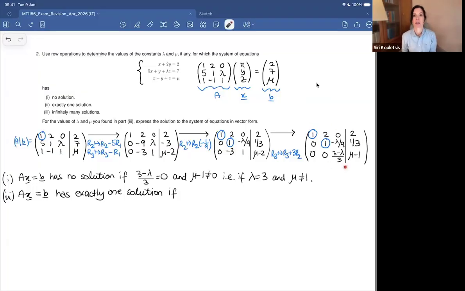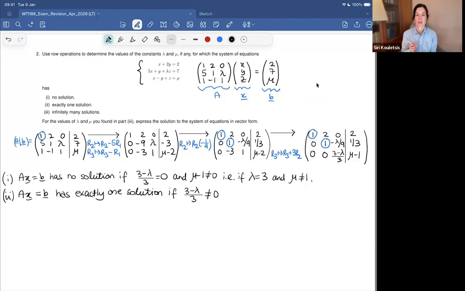Okay, so for a unique solution, well, then we know that we would have to have a third leading 1 here, right? Because then our coefficient matrix A would be invertible. And so 3 minus lambda over 3, well, as long as it's not 0, then we can divide by that entry, whatever that non-zero number is, in the next step to create a leading 1. So the most general answer is that this entry cannot be 0.